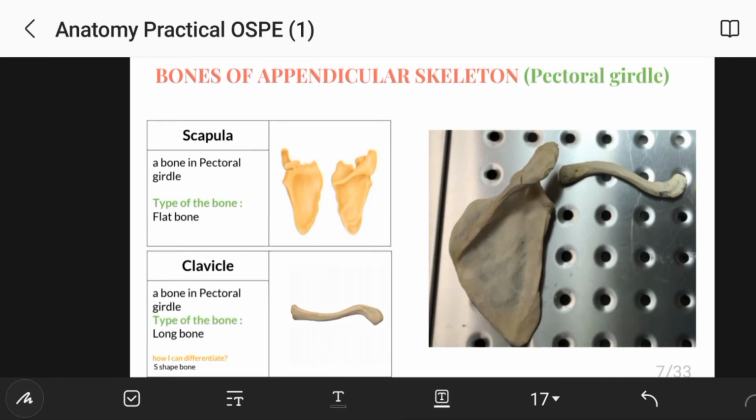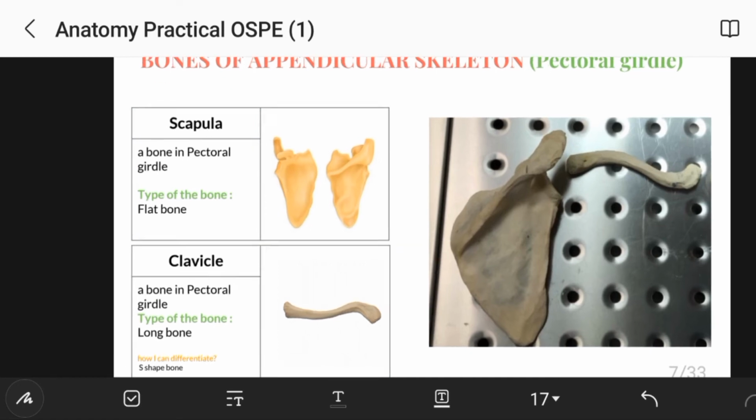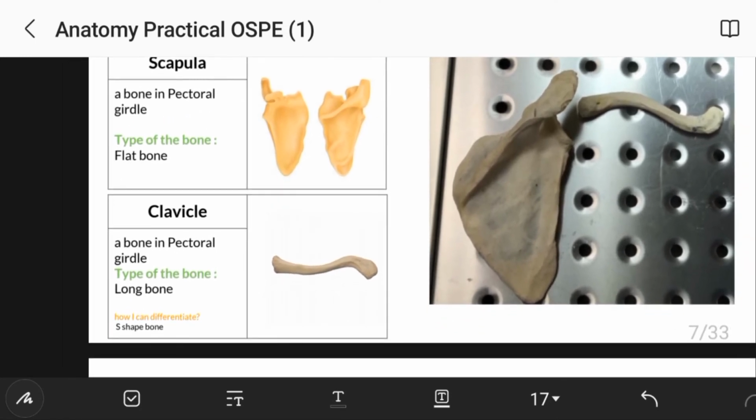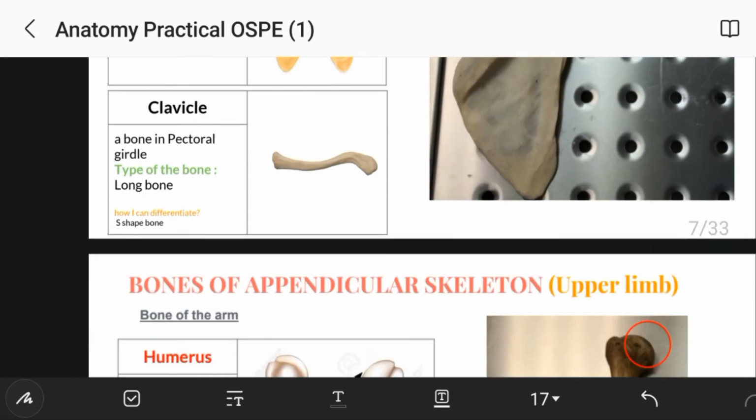Then we have the bones of the appendicular skeleton, in which we will discuss the pectoral girdle. Pectoral girdle is formed by the scapula and the clavicle. As you can see in the upper diagram, this is the scapula, which is a flat bone. It is a bone in the pectoral girdle. Then we have the clavicle. It is a bone in the pectoral girdle and it is a type of the long bone. It is surprising that clavicle is small in size, but it comes under the category of the long bone because it has 2 ends and a shaft, and its shape is S shaped.